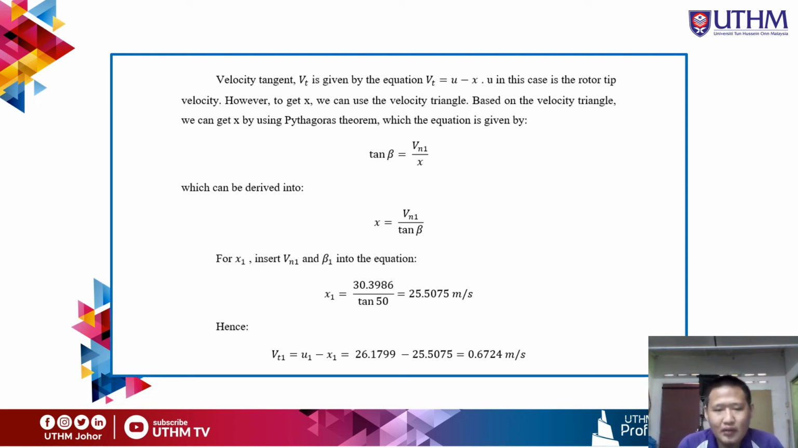So we can get the value of Vt1 by using the formula Vt equal to U1 minus X1. So we have 26.1799 minus 25.5075. Then we get the answer for Vt1, 0.6724 meters per second.